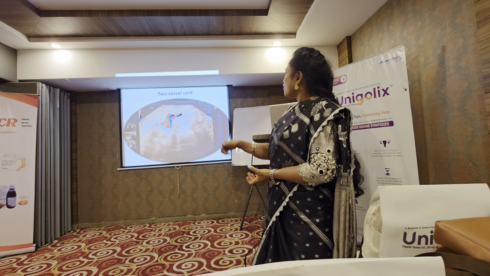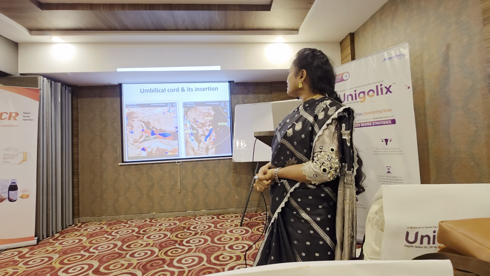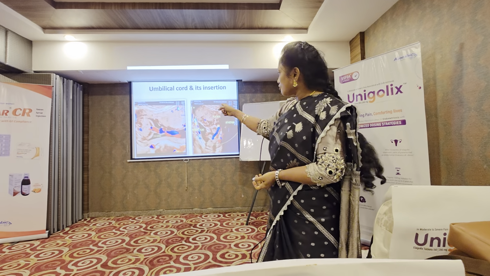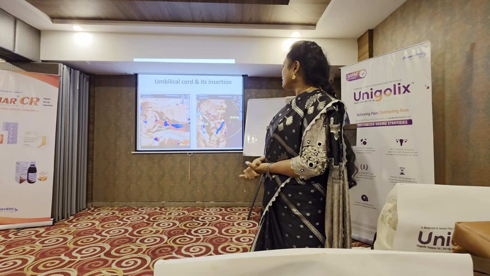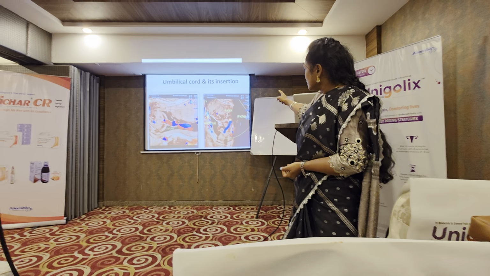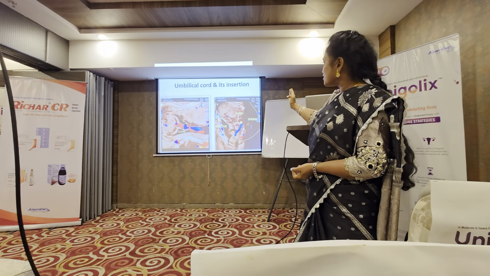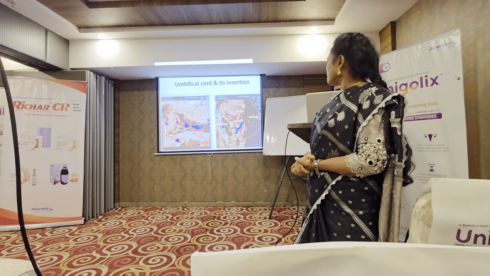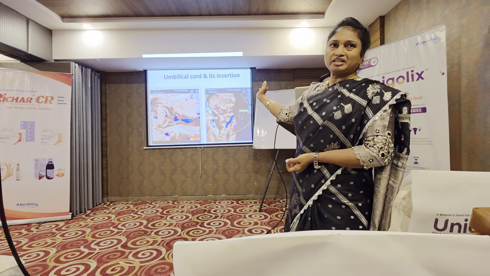This is a 2-vessel cord. Next one. So, umbilical cord and its insertion. This is the normal one, a 3-vessel cord coming out from the actual side of the abdomen. Here you can see this is the urinary bladder of the mother. The umbilical cord is going in at the edge. So it looks like it is a marginal placental insertion or a velamentous placenta.